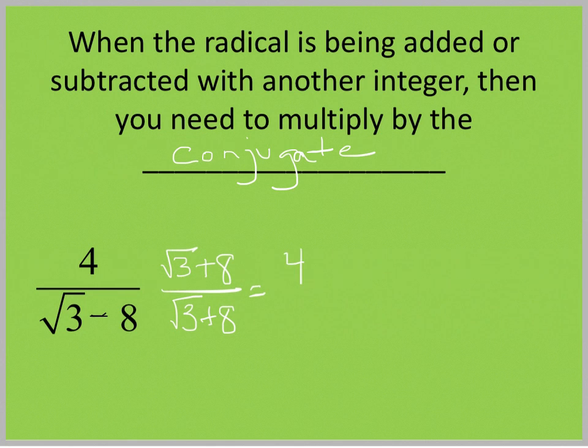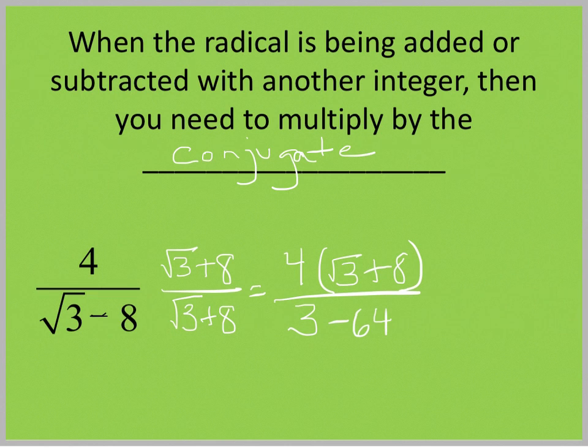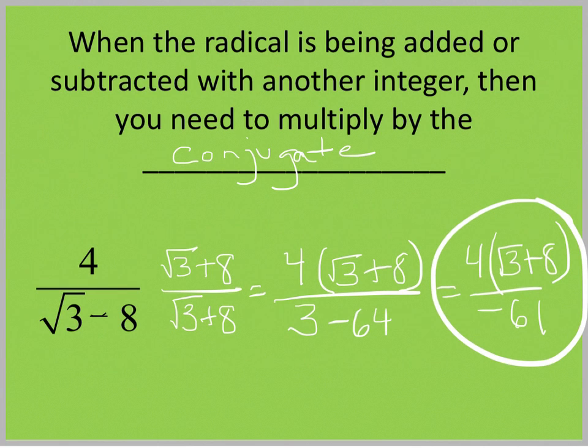So on the top, I'm just going to have 4 parentheses square root of 3 plus 8. On the bottom, technically you're supposed to FOIL these two, but we know since they're conjugates, the middle term's going to cancel. So you can multiply your first two terms together to get 3. Multiply your last two terms together to get minus 64. So in this case, our answer is 4 times the square root of 3 plus 8 over negative 61. And that's our final answer.